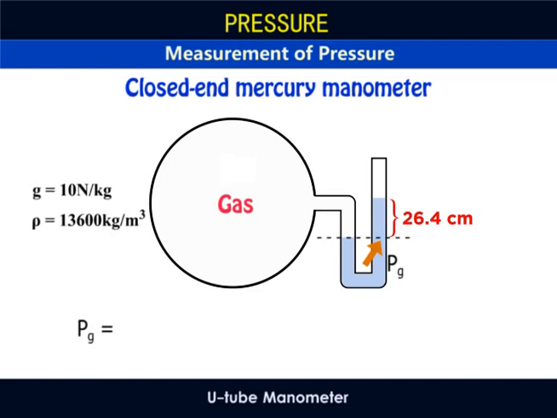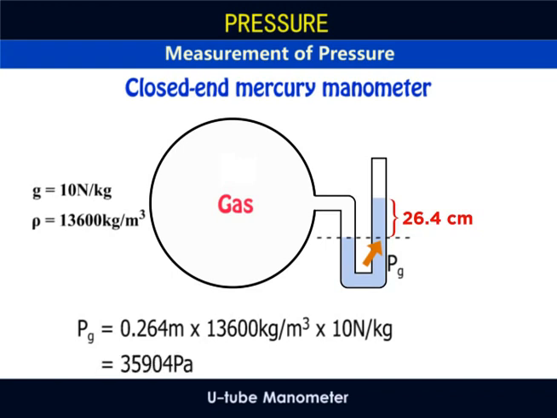Pressure is equal to h rho g: 0.264 meters times 13,600 kilograms per cubic meter times 10 newtons per kilogram. That gives us 35,904 Pascal.